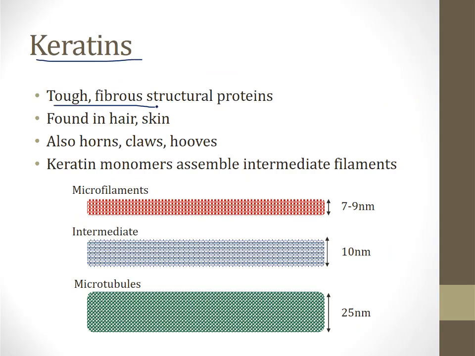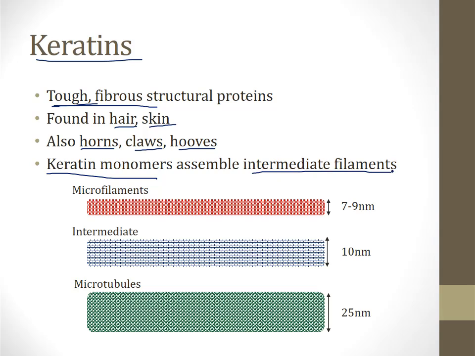Keratins are tough, fibrous structural proteins. In the human body, you find them in hair cells and in skin cells. In other species, you find them in places where tough structures are needed, like horns of animals or claws or hooves. Keratin proteins are monomers that assemble into keratin filaments, which are a type of intermediate filament.